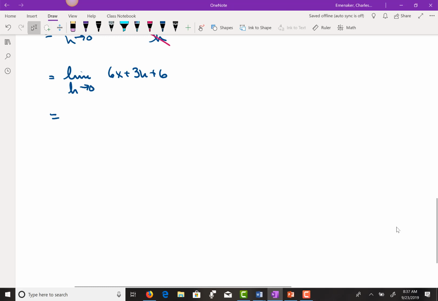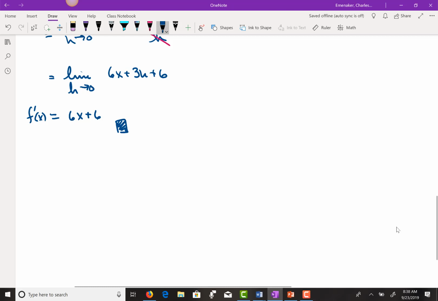It is. And when you plug in 0 for h, what's left? 6x plus 6. Ta-da, there's your answer. Well, what is it? It's the derivative. Remember, the left-hand side is still that f prime stuff. This tells you that the formula for the slope is 6x plus 6.